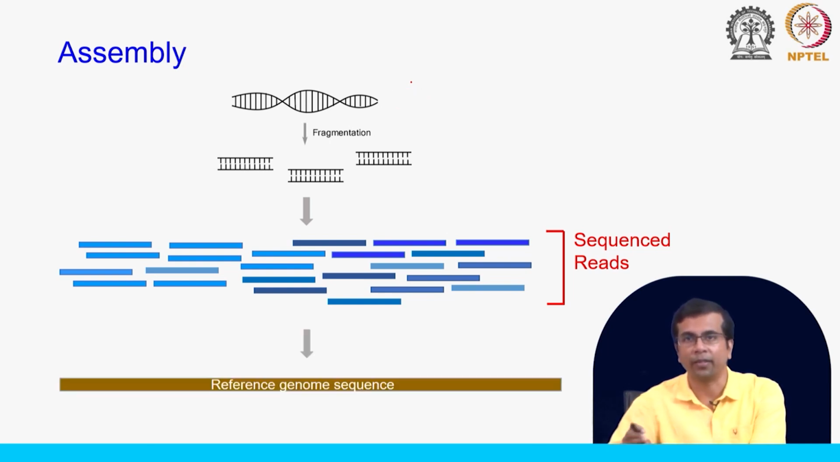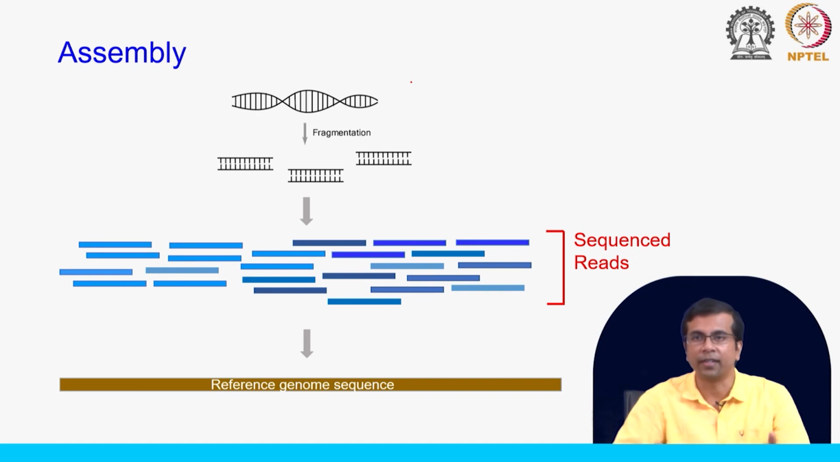So, that is the problem, right. This is the assembly problem. We have to get the reference genome sequence. Of course, I am showing this as one single stretch of DNA, it is not, right. If you are talking about eukaryotic or mammalian genomes, they have multiple chromosomes. So, the idea is to get those chromosome sequences from this read data. So, this is the problem.